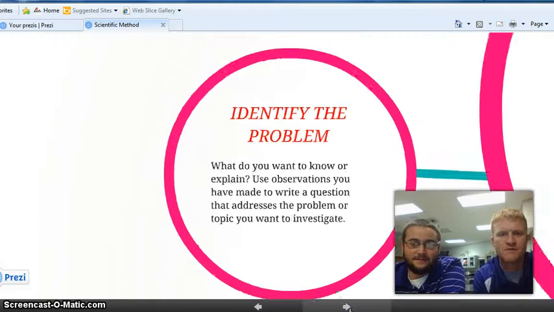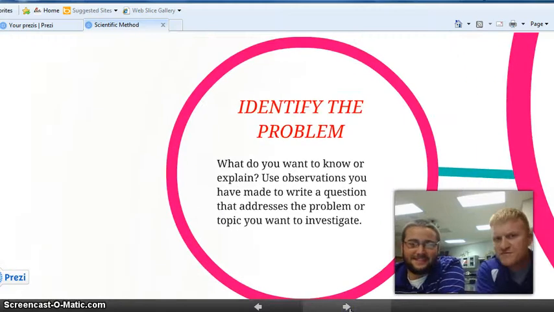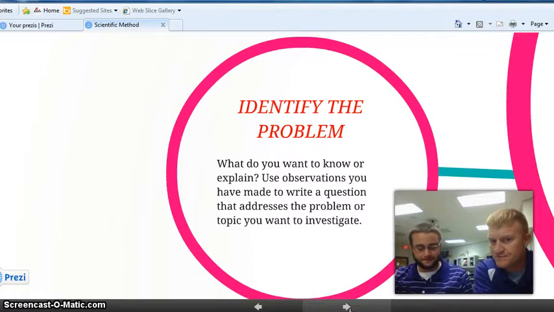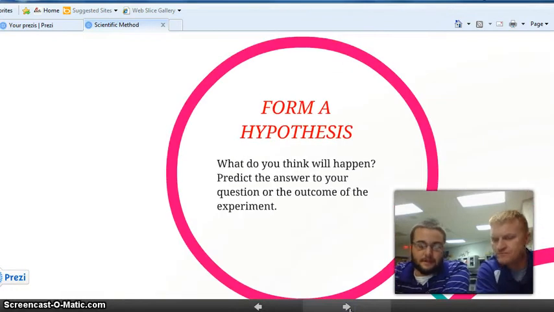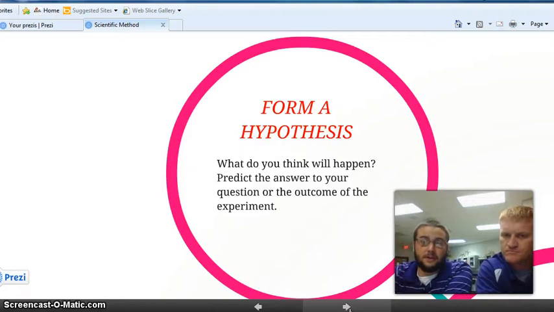So the first step is to identify the problem. What do you want to know or explain? You have to use observations that you've made to write a question that addresses the problem or topic that you want to investigate. We'll talk more about what that looks like later. The second bubble on your worksheet should be form a hypothesis. This is what we talked about earlier. You're going to take that problem and create a question in an if-then format. It's more of a prediction than it is a question. Right, Mr. Pride? That's correct.